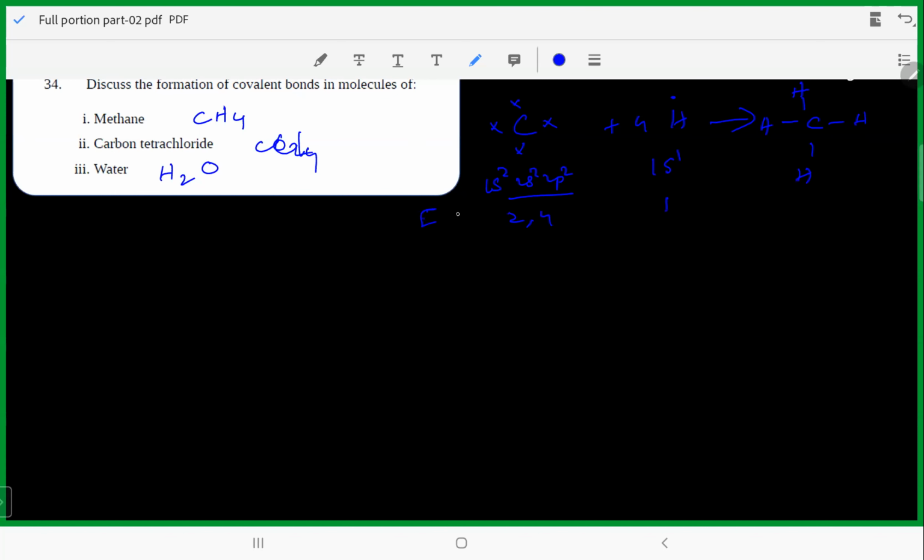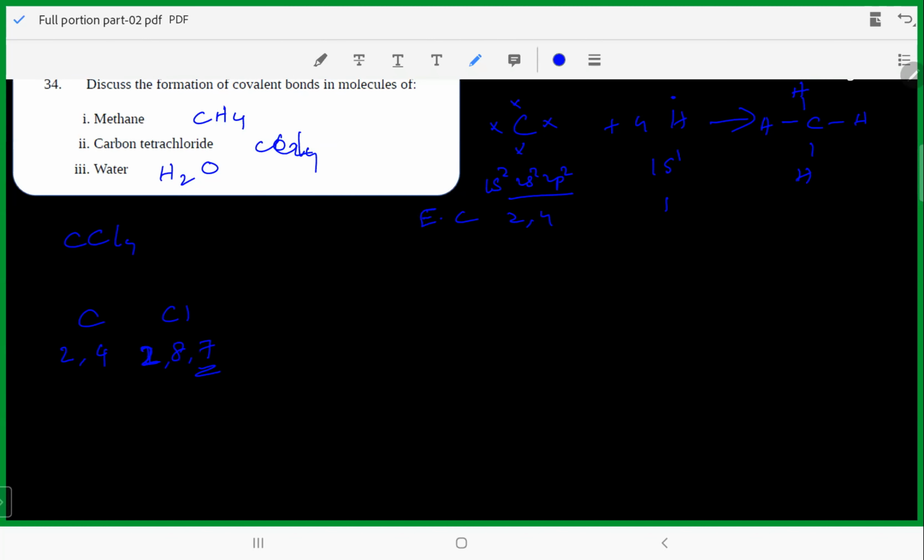The electronic configuration is the same way when it is carbon tetrachloride, CCl4. So we know that carbon has 2, 4 electronic configuration. Chlorine has atomic number 17. Okay. So 1s2, 2s2, 2p6, 3s2, 3p5. So when you are writing, it becomes 17: 2, 8, 7. So the valence is 7.